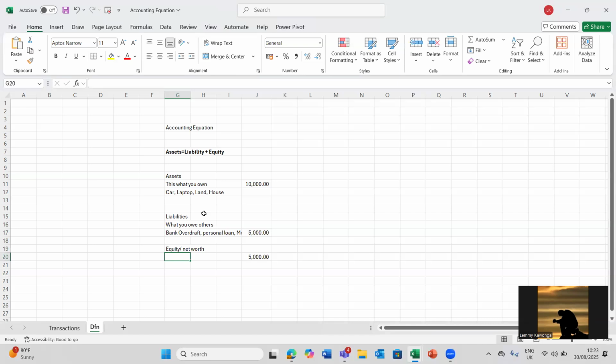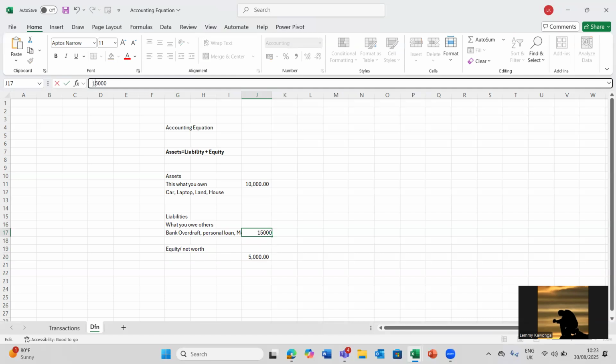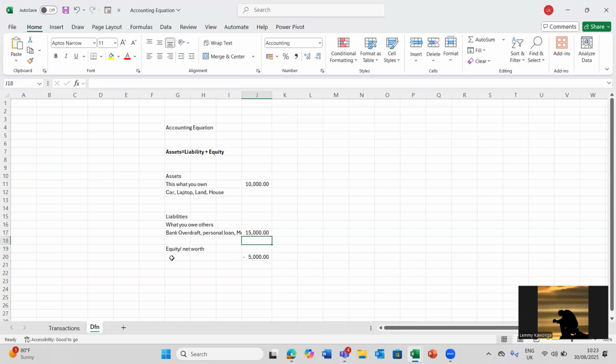If you have more liabilities than assets, your net worth or your equity will be negative. For instance, here, if we have liability of $15,000, you find that your equity is minus. So according to this equation, assets equals liability plus equity. If we add liability plus equity, we get 10,000, and assets is also 10,000. So we can move around this formula.